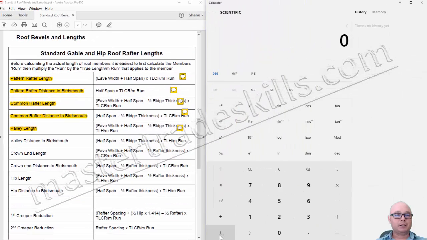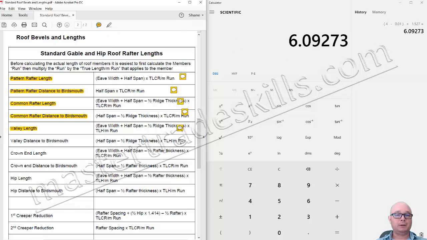So again, we start with the brackets, and the half span is 4 metres. We subtract half the ridge thickness, 0.010. Close our bracket. That gives us the run for the distance to Birdsmouth for the valley, and then we multiply that by our true length of the hip per metre run, which was 1.527. Equals, so the answer for the valley distance to Birdsmouth is 6.093 with 3 decimal points.